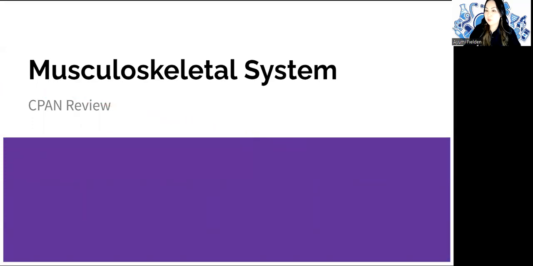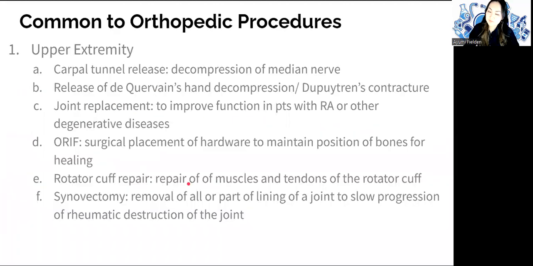Okay, in this section, we're going to be talking about care of a patient who underwent orthopedic procedures. The common orthopedic procedures for upper extremity are like carpal tunnel release or hand decompression. So you might see a patient that has a hand compressed, kind of like this. And then they would release the contracture to give the mobility back to their hand.